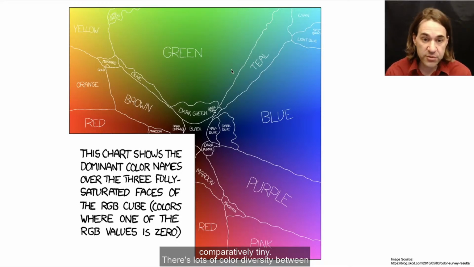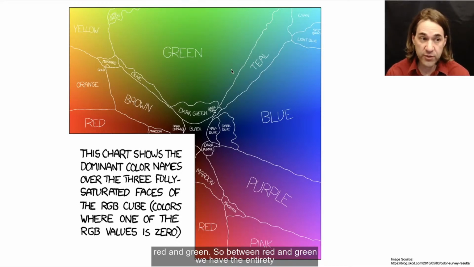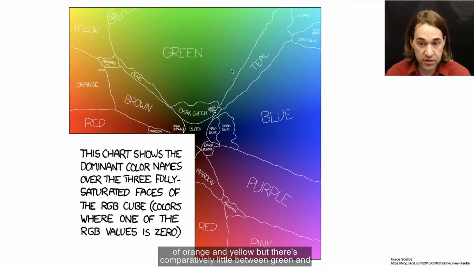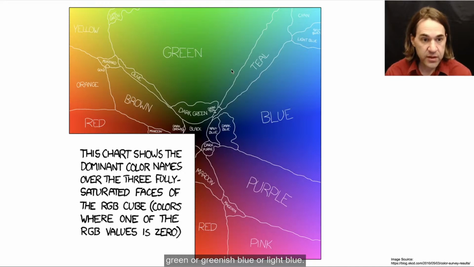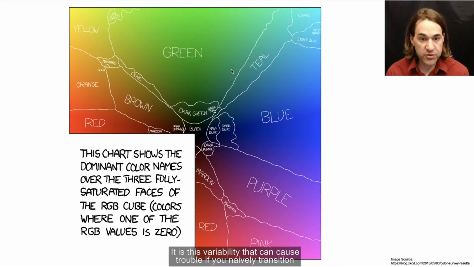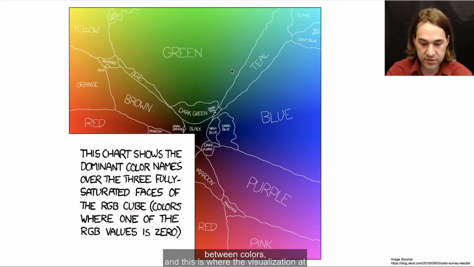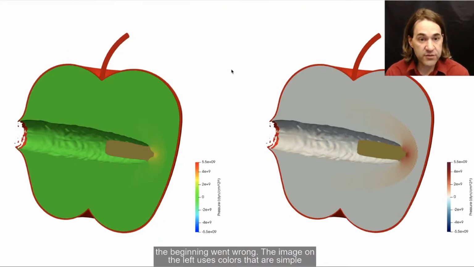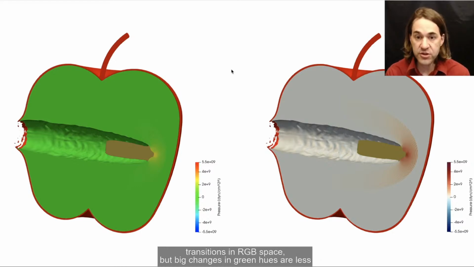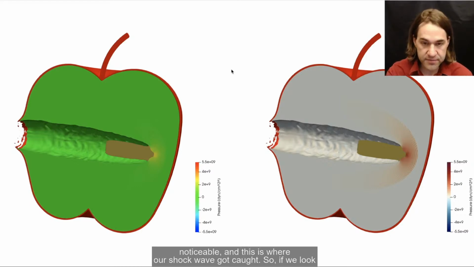There's lots of color diversity between red and green, so between red and green we have the entirety of orange and yellow, but there's comparatively little between green and blue, just various different names for bluish green, or greenish blue, or light blue. It's this variability that can cause trouble if you naively transition between colors. And this is where the visualization at the beginning went wrong. The image on the left uses colors that are simple transitions in RGB space, but big changes in green hues are less noticeable, and this is where our shockwave got caught.